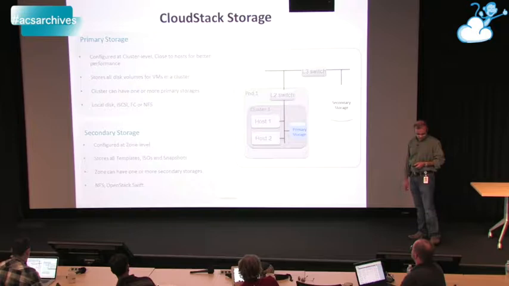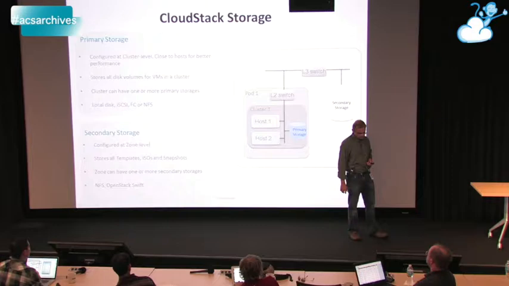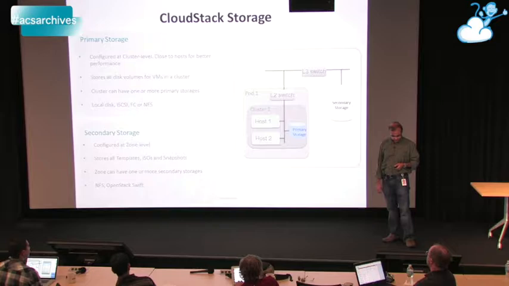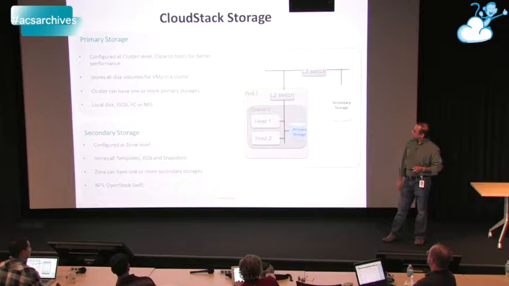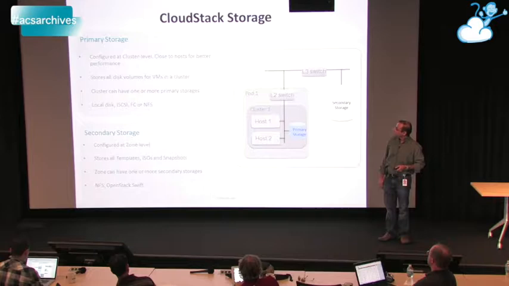We had a discussion earlier about primary storage. The primary storage is shared storage for a cluster, primarily so that you can boot quickly. You can also do snapshots and migrate VMs between hosts. We allow you to specify a storage network so that the hypervisors have speedy access to the storage server.